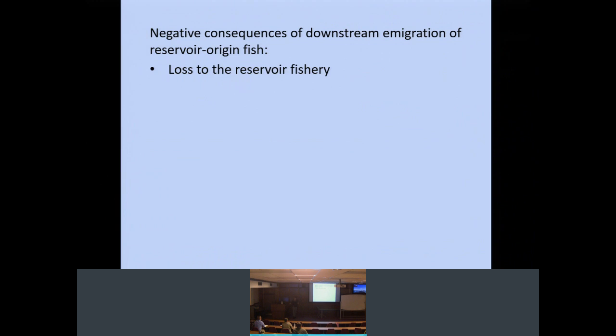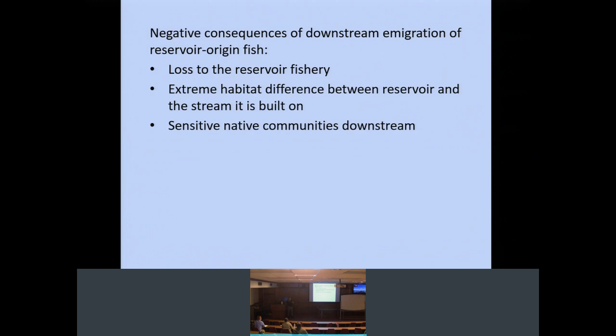Their main concern is loss to the reservoir fishery. They don't want to lose these fish out of there into the stream. I'm also concerned about some other things. There's some extreme habitat difference between the reservoir and the stream they're built on. There's these sensitive native communities downstream.